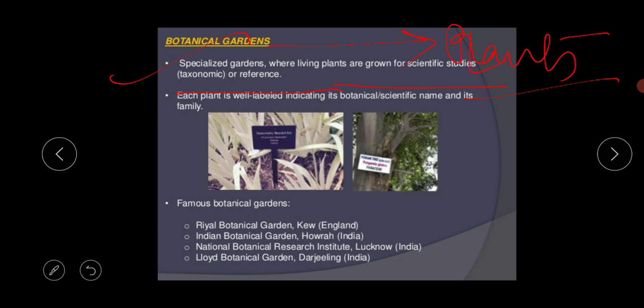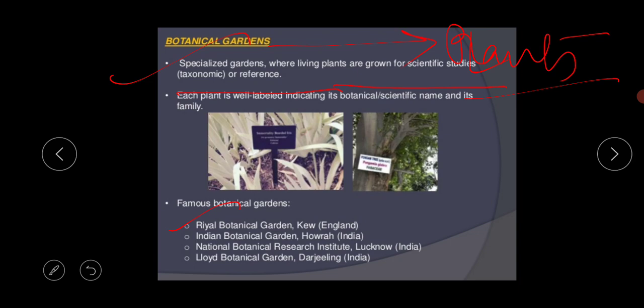The first modern-day botanical gardens were established in Italy in the year 1543. A botanical garden exclusively growing trees and shrubs is called an arboretum, and the most famous botanical garden of the world is Kew Garden or Royal Botanical Garden. It was founded in the year 1759.